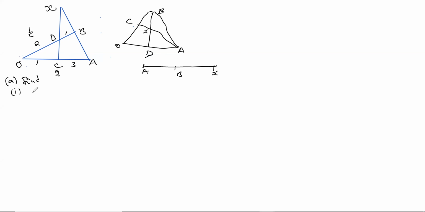I'll start with the find vector AB. How do I get vector AB? If I want to get AB, I'll say AB equals to AO plus OB, which is equals to AO ni negative A, alafu OB ni positive B. Unaona? You're going against the vector. Alafu hapa ni along the vector, which gives you that answer B minus A. That is our first part for Roman 1.